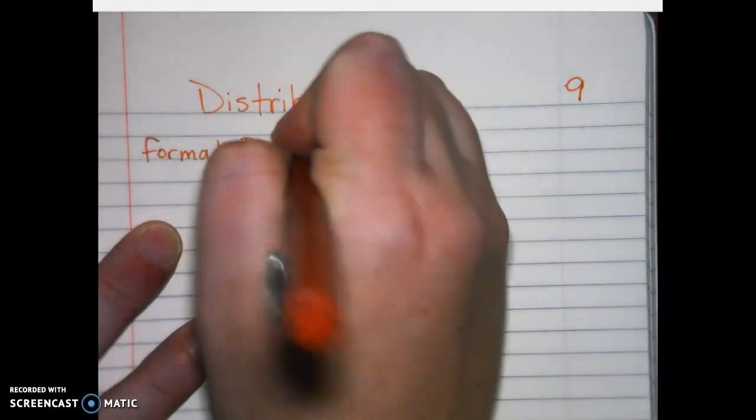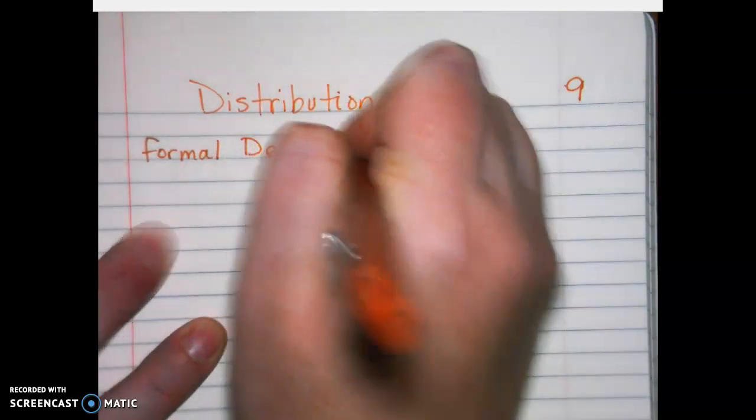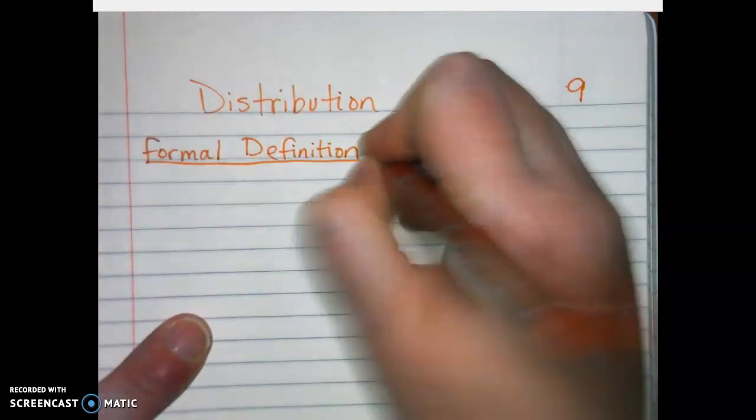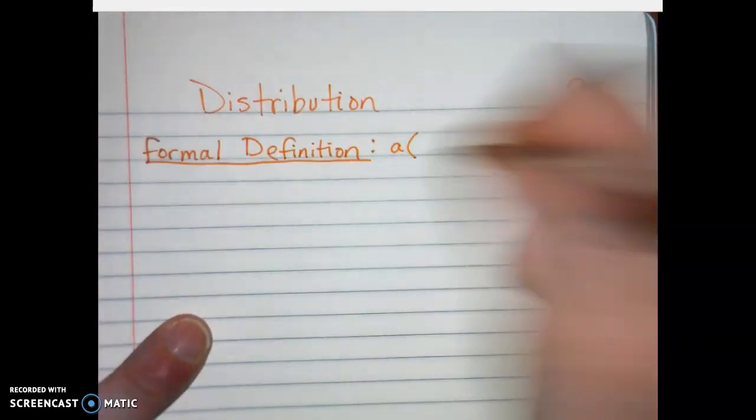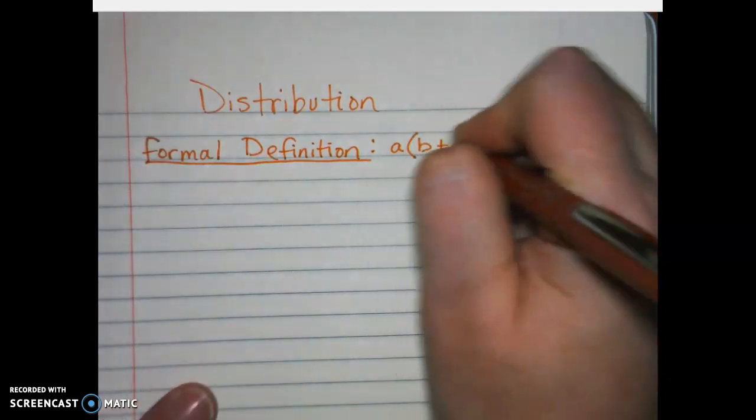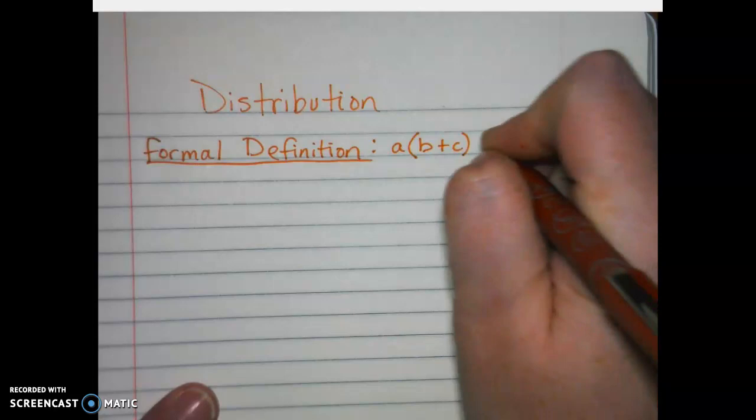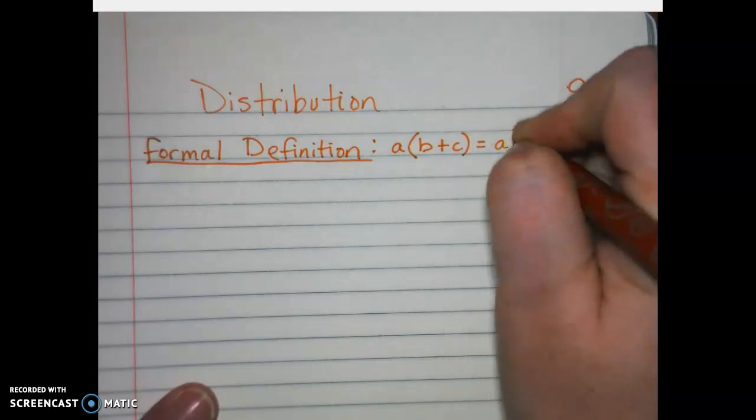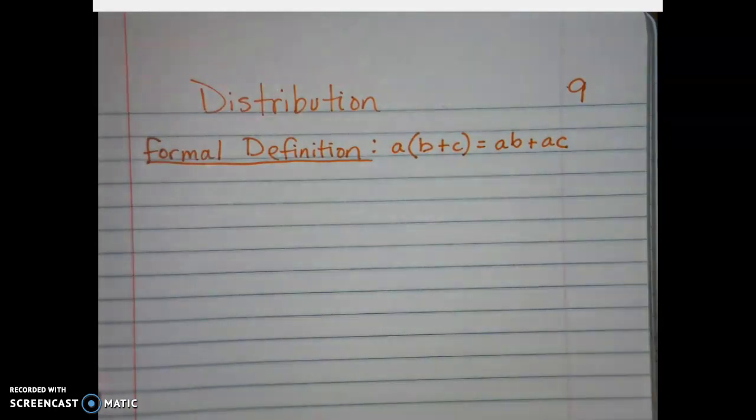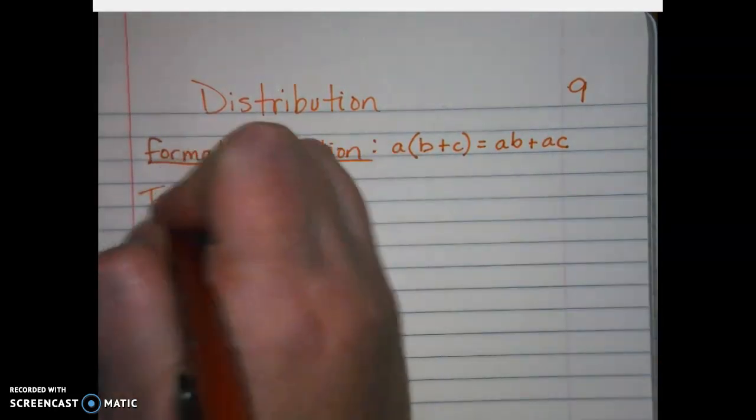So I'm going to write formal definition. Formal definition is A times B plus C equals A times B plus A times C. Okay, and we're going to test that out.